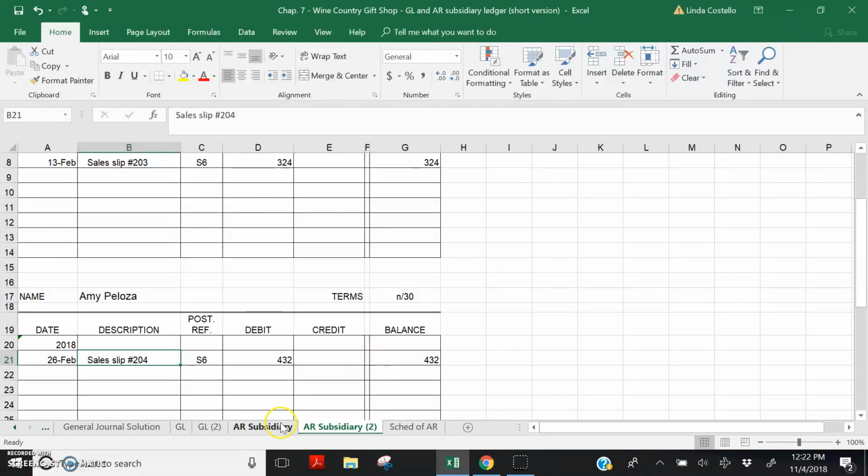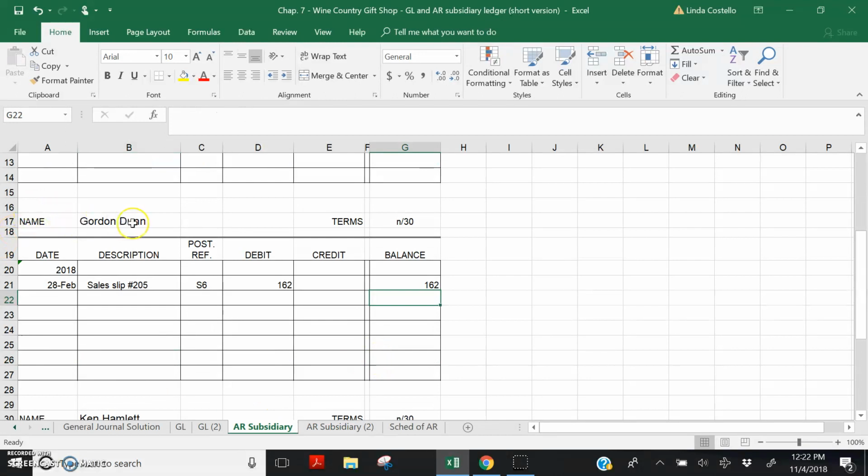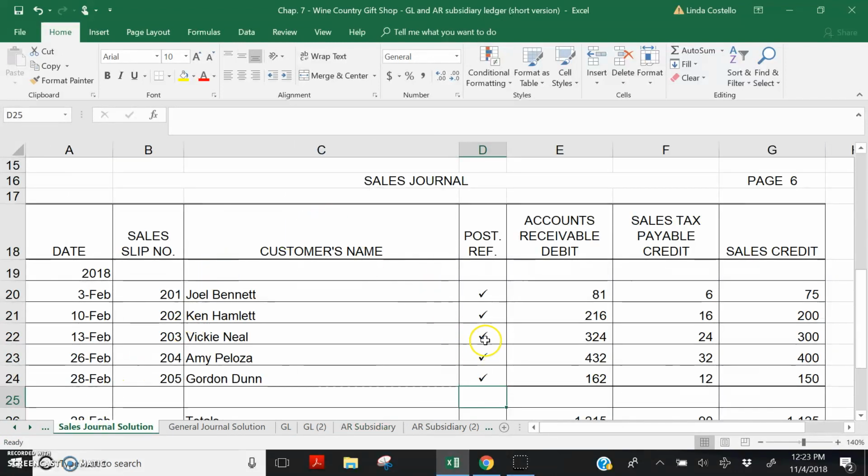And the final transaction was for customer Gordon Dunn, date February 28th, sales slip number 205, posting reference S6, debit $162, creating a balance on his account of $162. Note that I completed the posting references on the sales journal by placing a tick mark or a check mark next to each of the debit amounts that I posted to the customer's ledger cards.